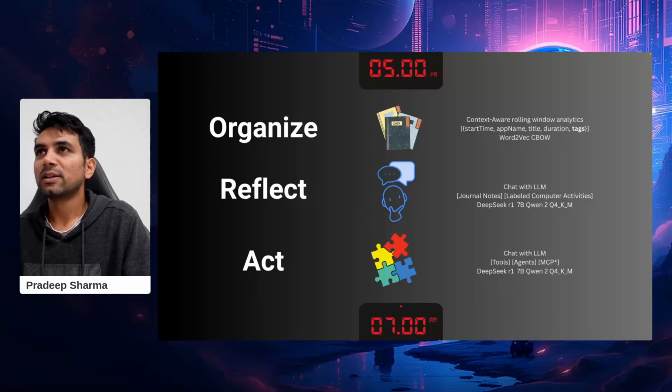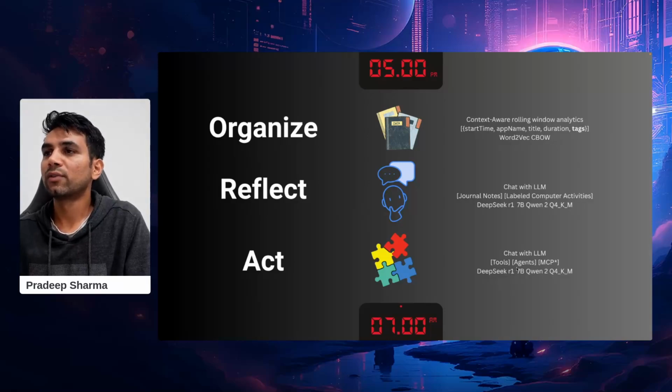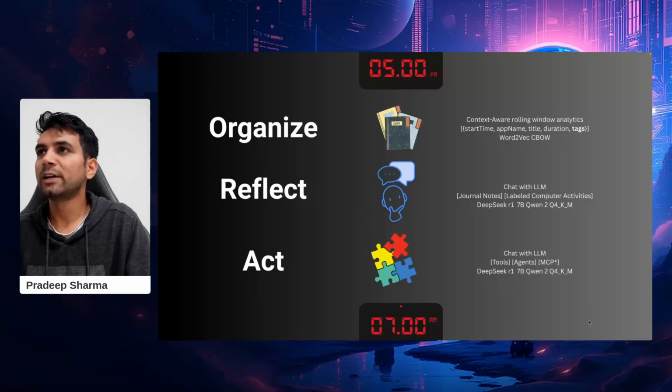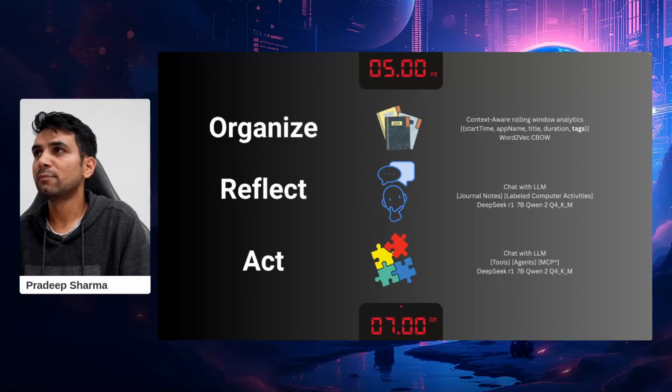So the first thing it does, once you clock out at 5 p.m. and you come back at 7 a.m. tomorrow, between that period, these are the three things it does. One, organize. So it organizes that data that we collected. It adds certain tags, or you can say it labels the data that we have. And we use a simple model, word2vec here, with this chain of continuous bag of words.